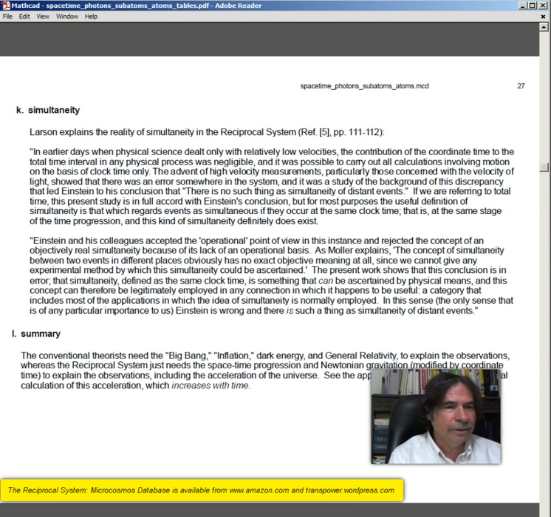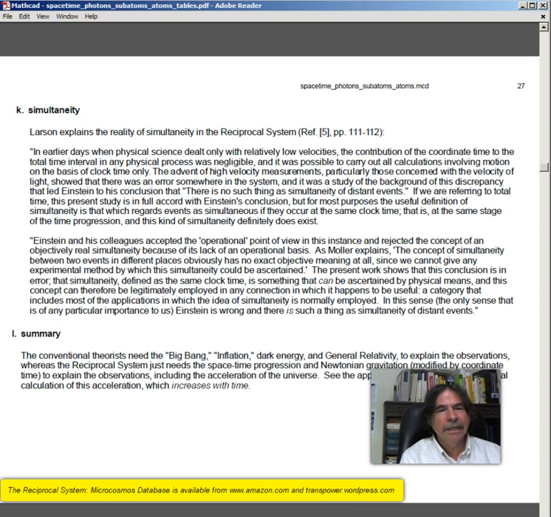Continuing with this quote from Larson, Einstein and his colleagues accepted the "operational point of view" in this instance and rejected the concept of an objectively real simultaneity because of its lack of an operational basis. As Moeller explains, the concept of simultaneity between the two events in different places obviously has no exact objective meaning at all, since we cannot give any experimental method by which this simultaneity could be ascertained.